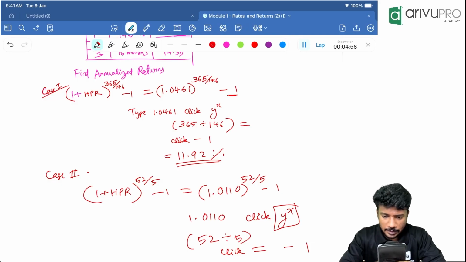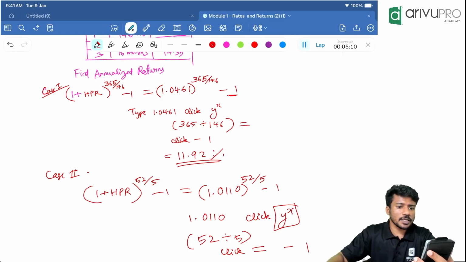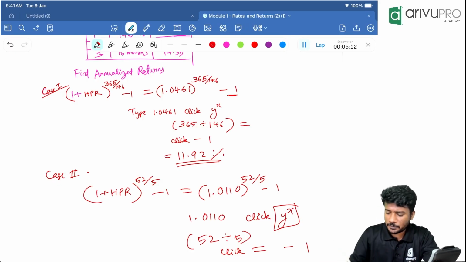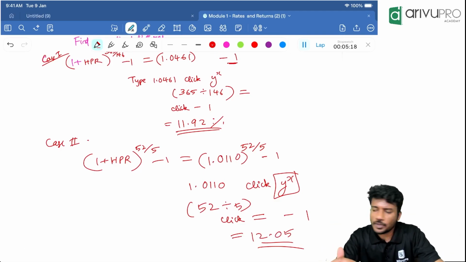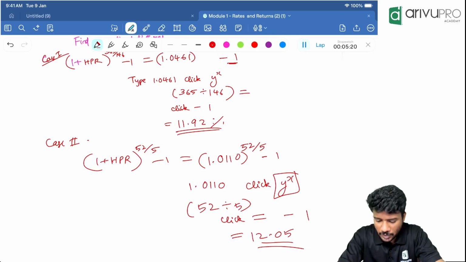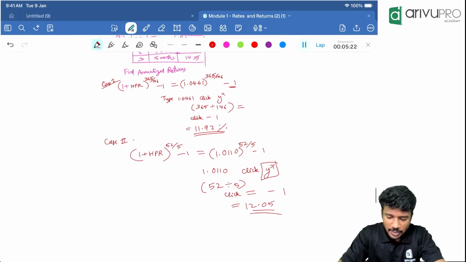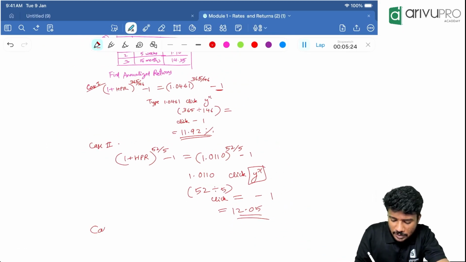1.011, the entire thing raised to the bracket of 52 divided by 5, then close the bracket, then click equal to, then click minus 1. How much are you getting? 12.05%. We will get it in decimal, but we should convert it into a rate percentage by multiplying by 100. So we got the second case also. Now we can find the third case.